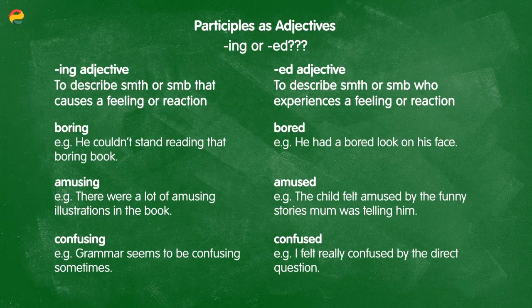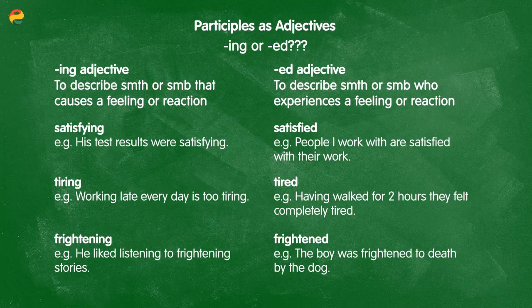Let's look at another. Confusing. Like in the sentence, grammar seems to be confusing sometimes. Or confused. I felt really confused by the direct question. So here, again, in the first sentence, grammar is confusing to me, but I am confused. One more. Let's look at satisfying. For example, his test results were satisfying, or satisfied. Like in the sentence, people I work with are satisfied with their work. Again, it's the same relationship.